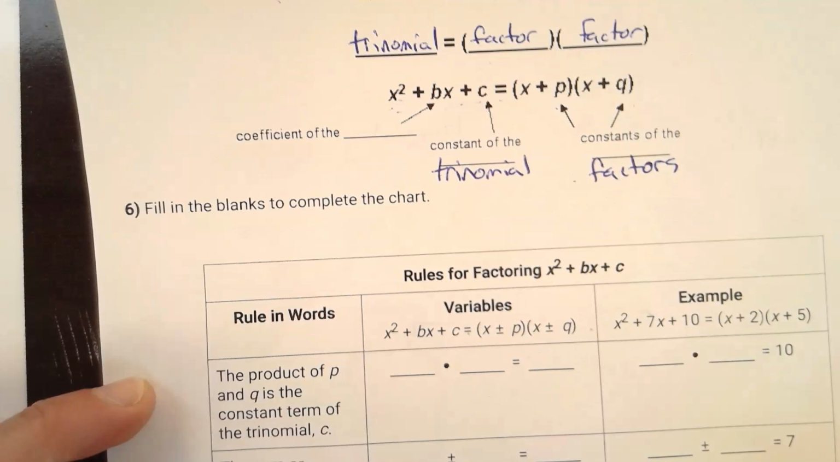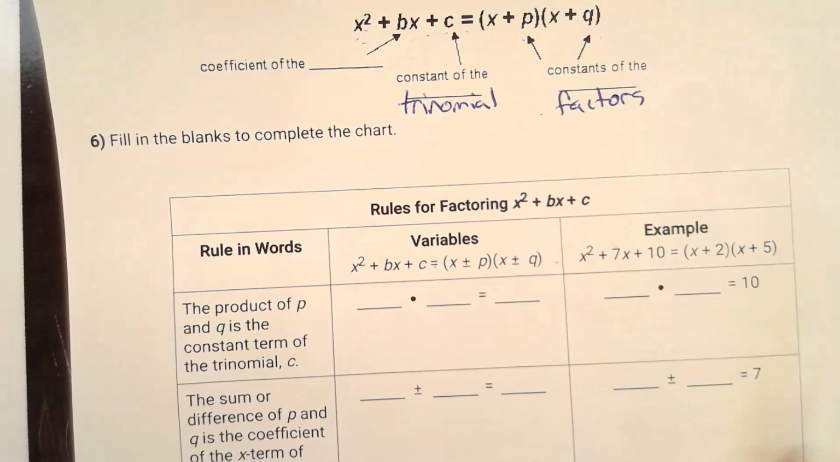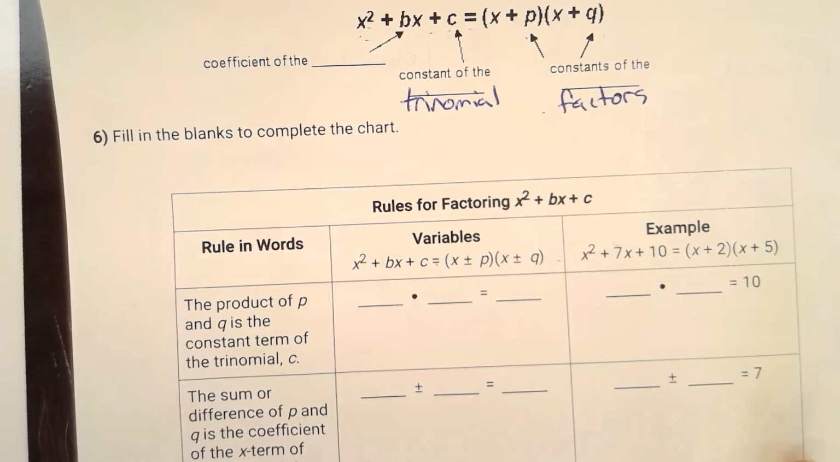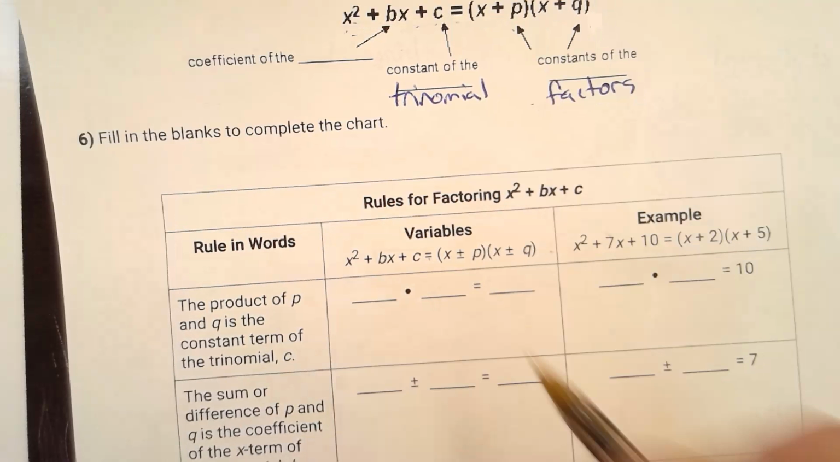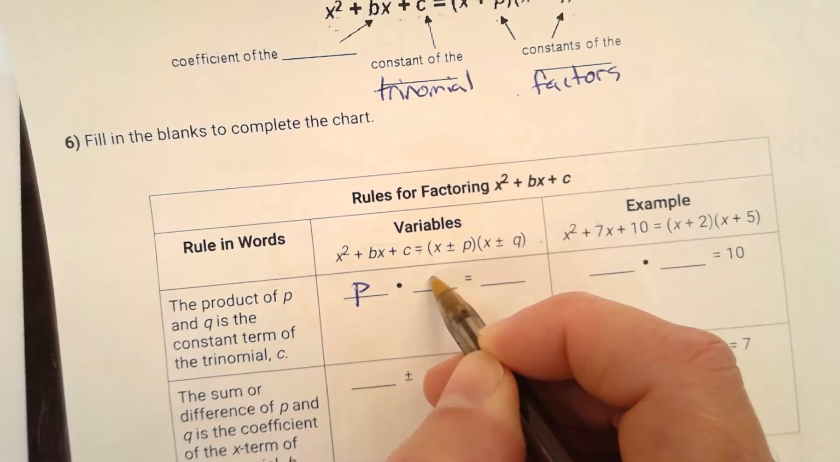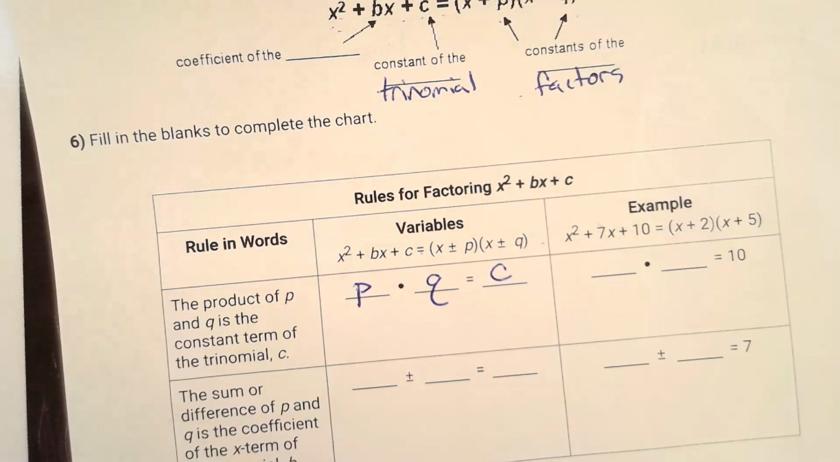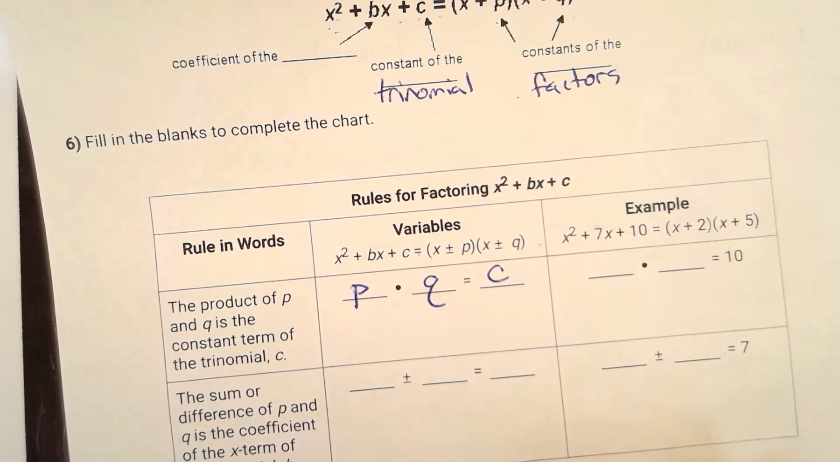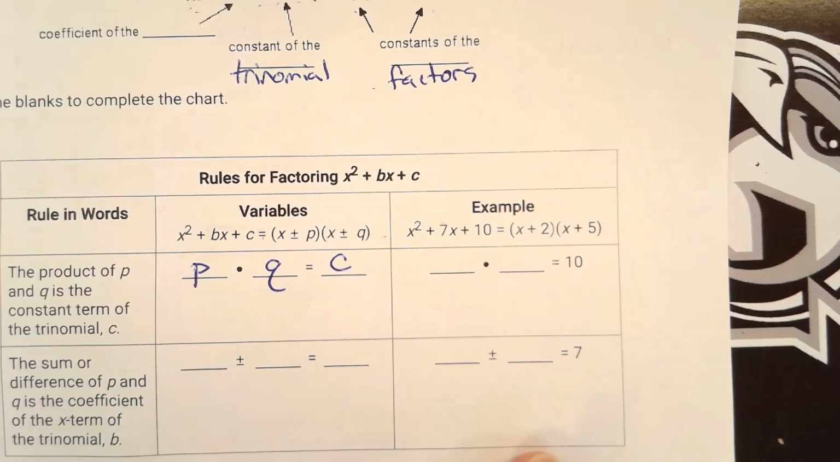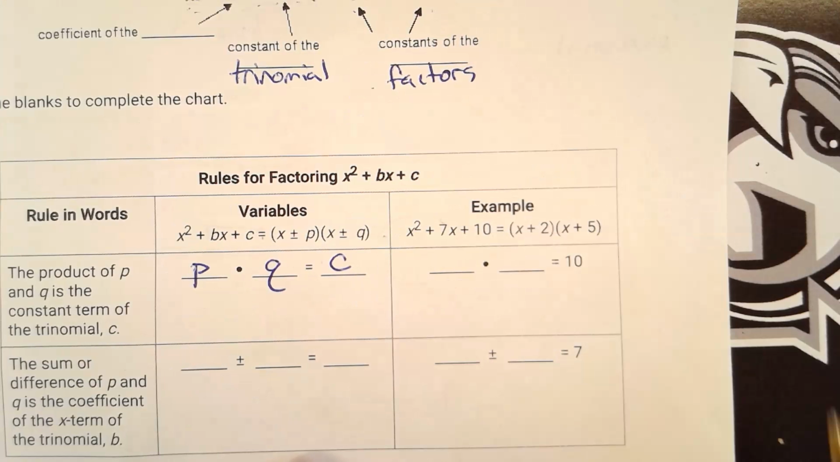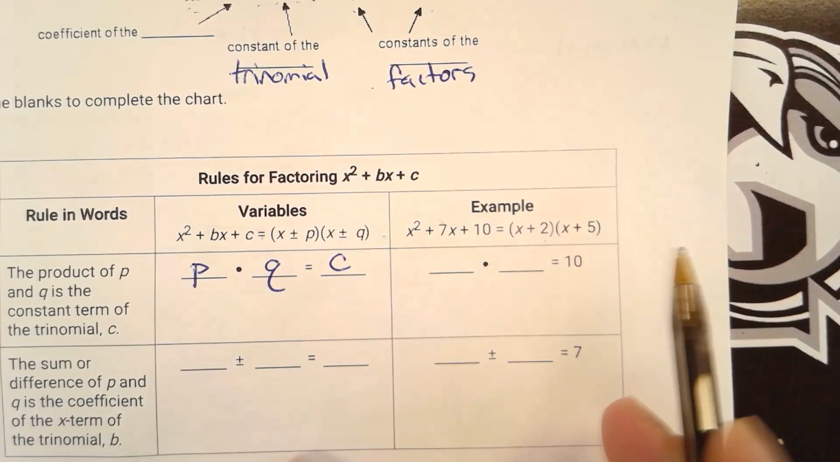All right, so they got rules for factoring down here. It says the product of P and Q is the constant term of the trinomial C. Okay, so they're saying P times Q is what C is. All right, so the example is 2 and 5. This is okay?